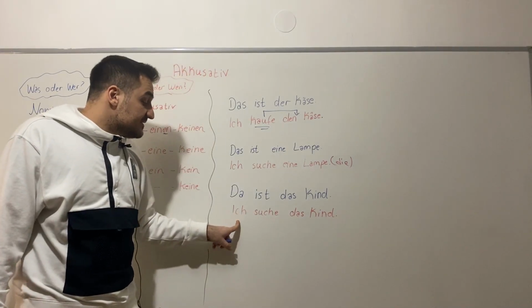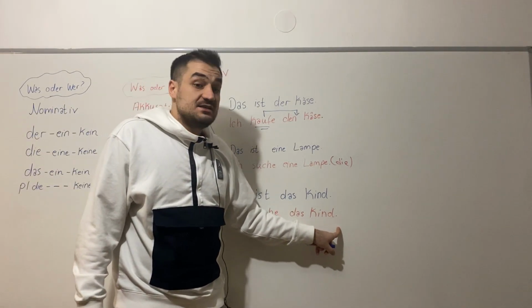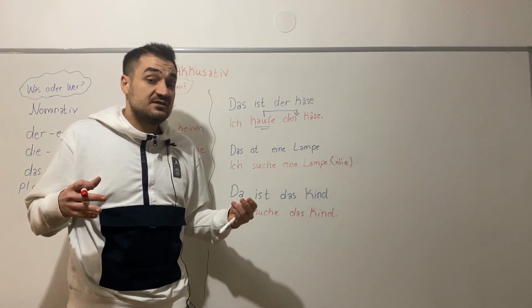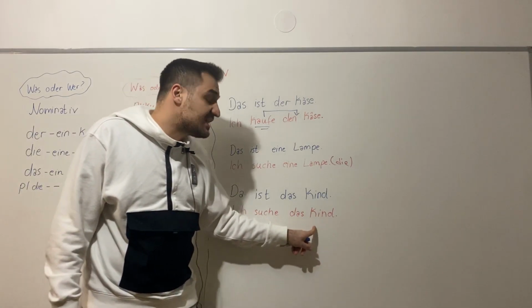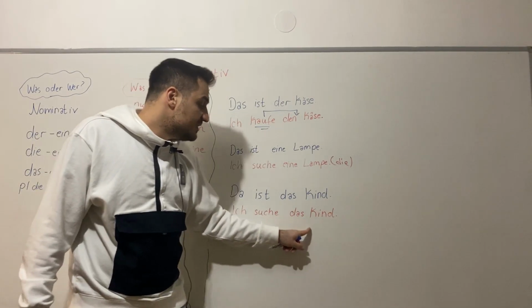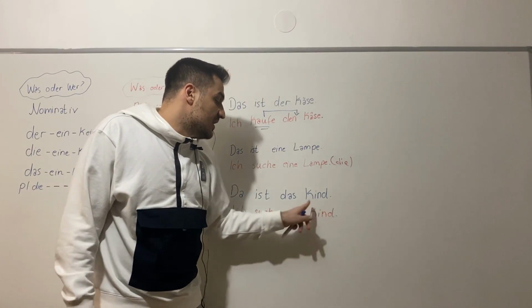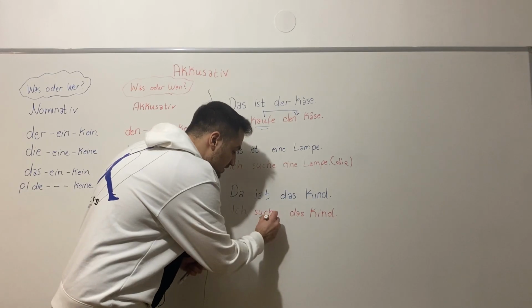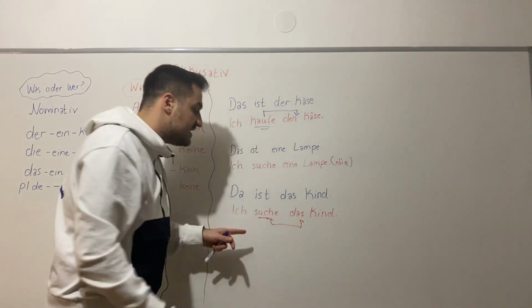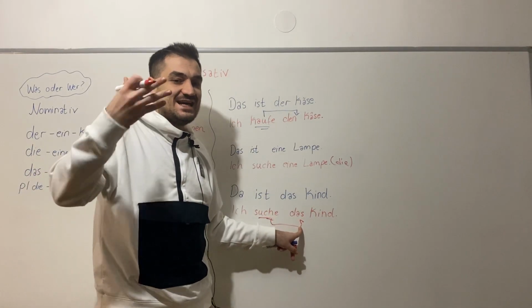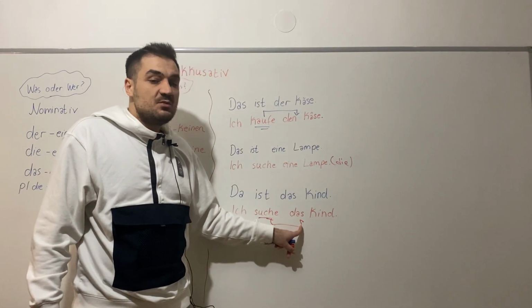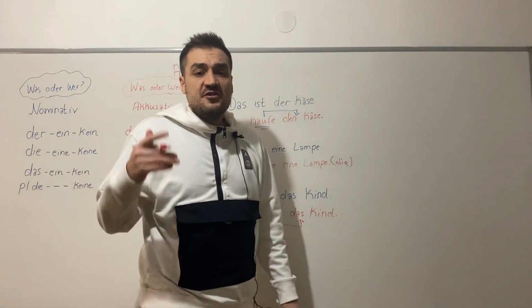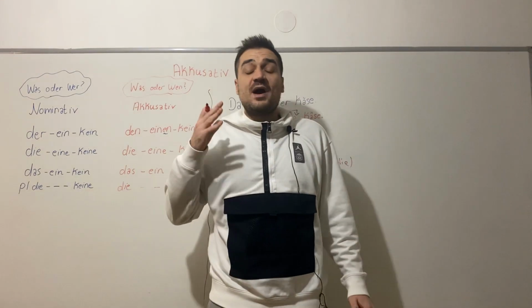But in the second sentence, ich suche das Kind. I'm searching the child. Suche is affecting directly the noun, and the noun here is in the accusative. And the accusative object is das Kind, because suche is directly affecting the noun. But das stays as das in the accusative case. We don't change it.